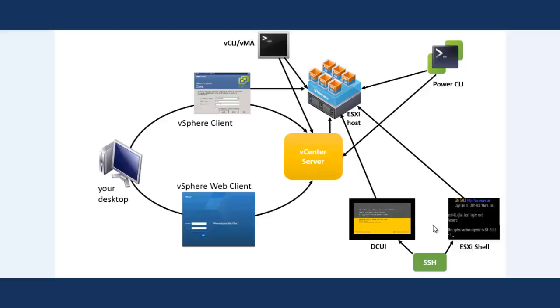One is DCUI and another one is the ESXi shell. DCUI provides a graphical user interface for managing the ESXi host, and the ESXi shell provides a command line interface for the management of the ESXi host. There are very few options available in the DCUI that you can manage, but if you want to manage some other options, you can manage them from the ESXi shell.